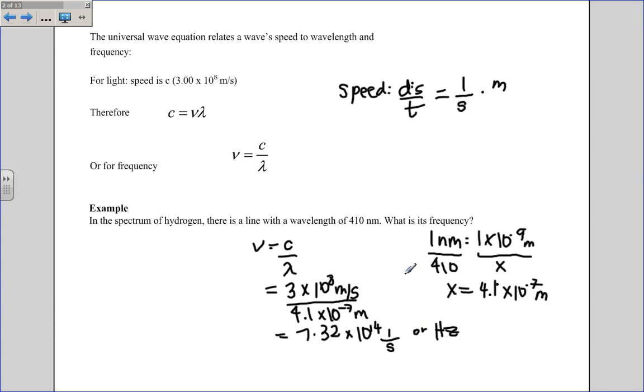So if we have light with a wavelength of 410 nanometers, its equivalent frequency is 7.32 times 10 to the 14. And that should give you an idea of how quickly these waves really are moving. That's a lot of cycles per second.